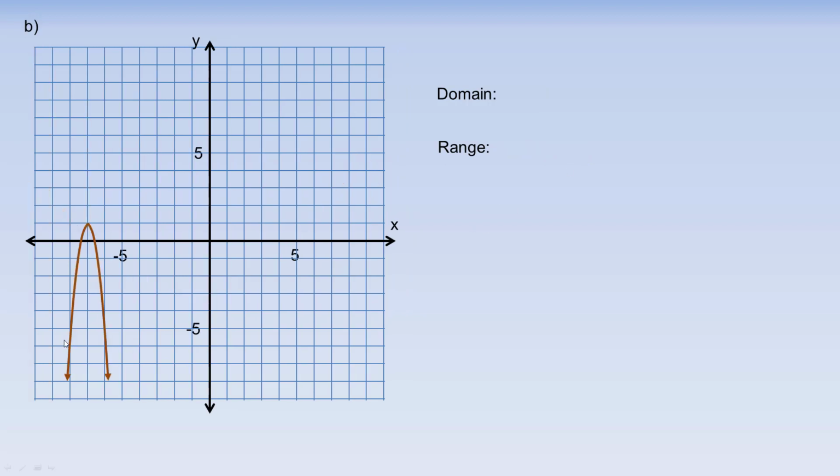One last example. Here's a really vertically stretched one. It's a very skinny looking parabola, but again, the arrows mean it does keep on going down to the left and down to the right. So the domain is still the entire set of real numbers. And the range starts the same way, but this has a maximum value. See, y would be 1 right here. And then as soon as we go to the left or the right, y becomes smaller than 1. So y is less than or equal to 1 would be the restriction on the range. And that's the end of the tutorial.